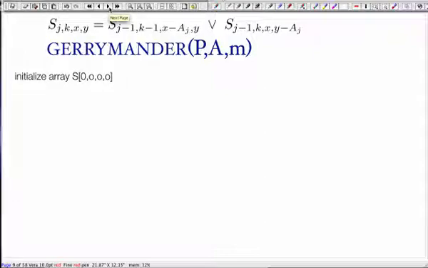So with that simple equation right here, with this equation, we can now come up with an algorithm for this problem. It's going to be a series of nested for loops.